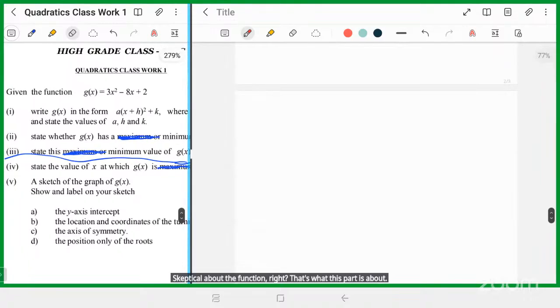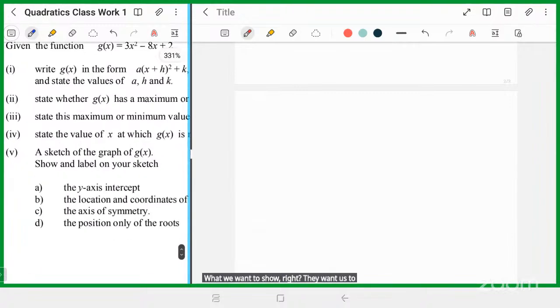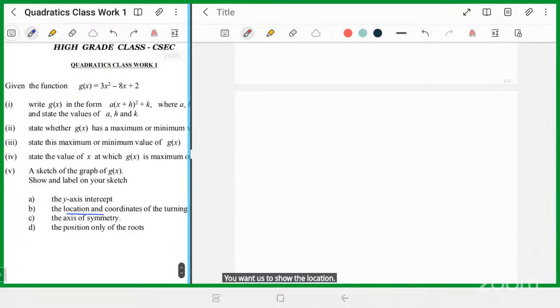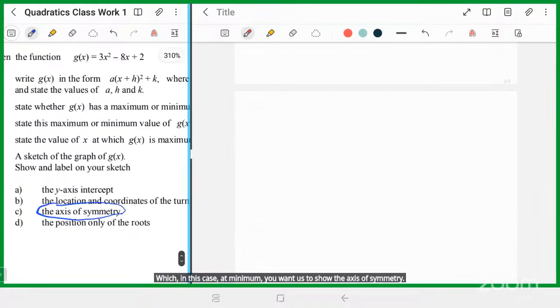Sketch a graph of the function, and they're telling us what we must show. They want us to show the y-axis intercept, the location and coordinates of the turning point, which in this case is a minimum. They want us to show the axis of symmetry, because quadratic graphs will always have an axis of symmetry, given their parabolic shape. And they also want us to show the position of the roots.